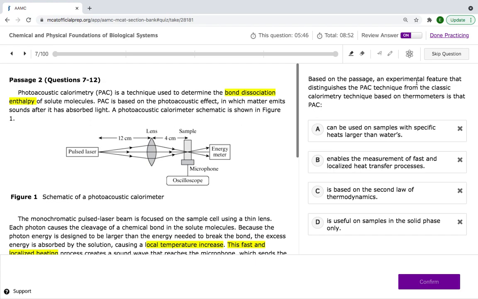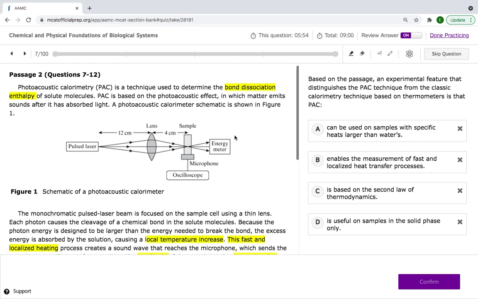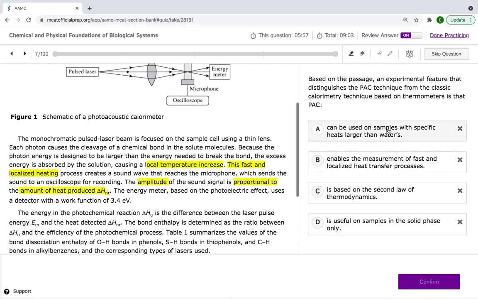Based on the passage, an experimental feature that distinguishes the PAC technique from the classic calorimetry technique based on thermometers is that PAC can be used on samples with specific heats larger than water.